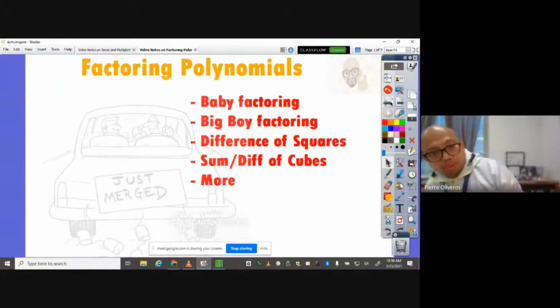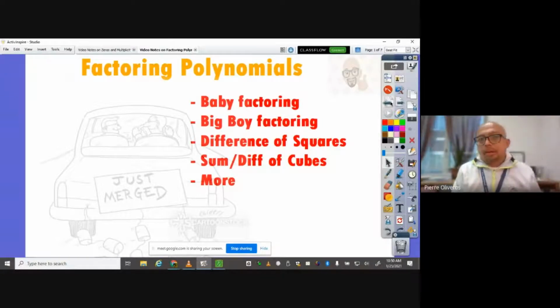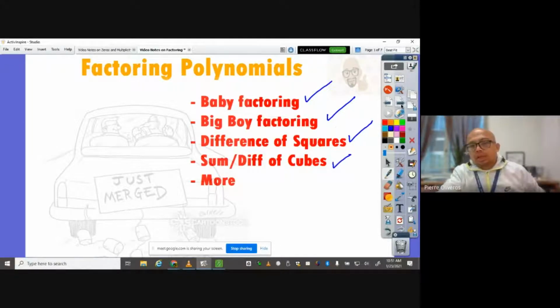Yo, yo, yo, this is Mr. O. And today we're going to learn about factoring polynomials. And we're going to review some basic factoring that we have learned in Algebra 1. We're going to do baby factoring, big boy factoring. This is where the leading coefficient is not equal to 1, difference of squares, sum and difference of cubes, and we're going to have more, okay? So let's go ahead now.